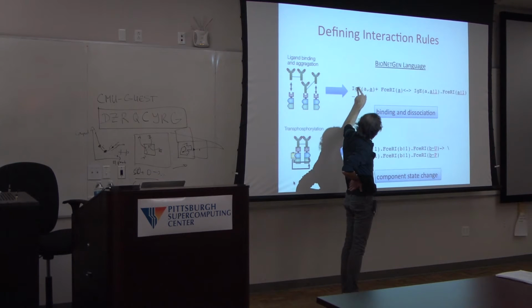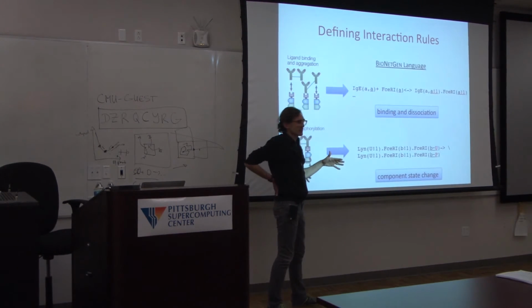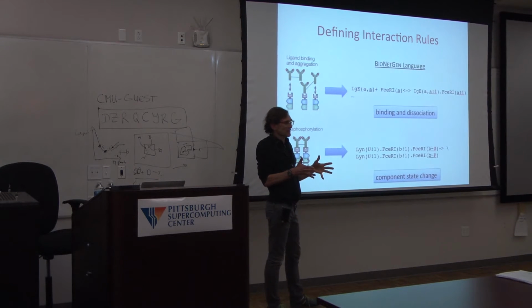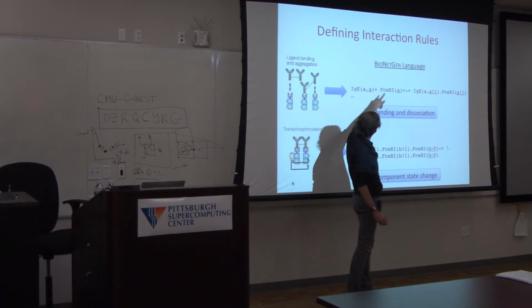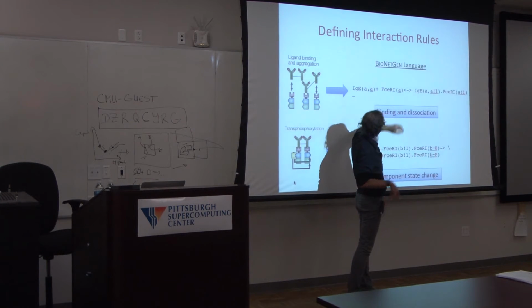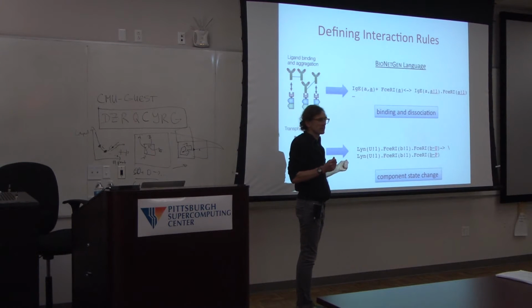It will make a reaction for binding to this first A molecule, this first A component, and then the second one, and then the first one. It will realize that those are symmetric and collapse them into a single reaction involving two species. And then the reaction rate will be doubled because there are two possible ways to do that.